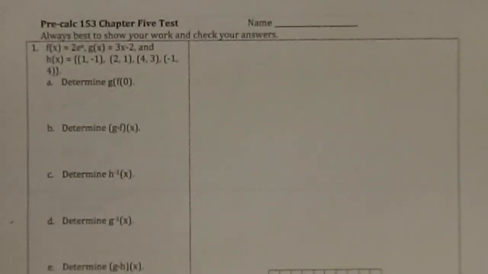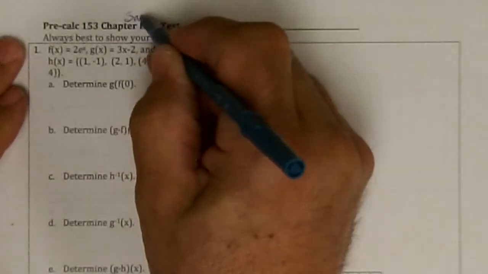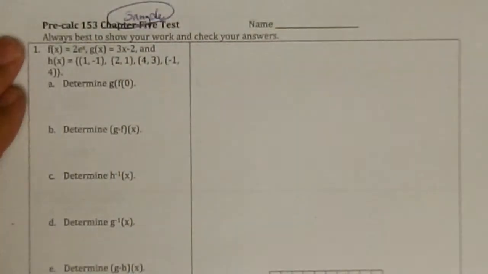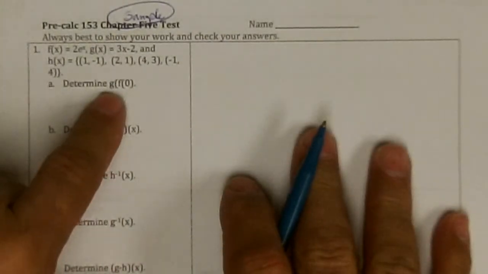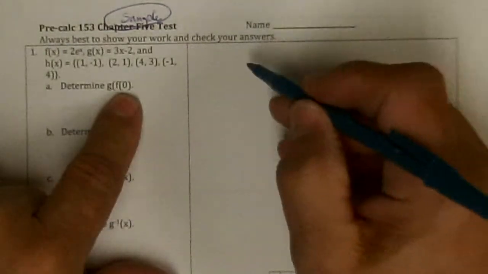Alright, let's do the Chapter 5 sample test. It doesn't say this on there, but this is the sample test. So it's not the actual test, so don't turn it in as the actual test. Okay. It says find out what g of f of 0.